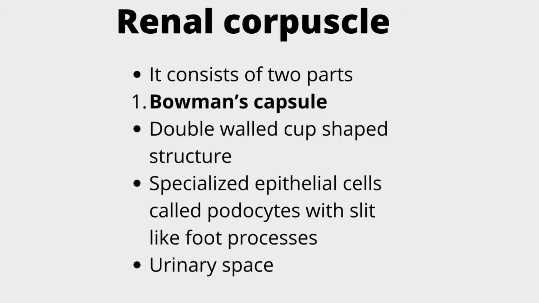It's a double walled cup shaped structure. So imagine a cup, and inside that cup you're going to place a glomerular ball, and that ball is like the capillaries. Now we're only talking about the Bowman's capsule, so come back to the cup. This cup has two layers, an inner layer and an outer layer. The inner layer is called the visceral layer, and the outer layer is called the parietal layer.